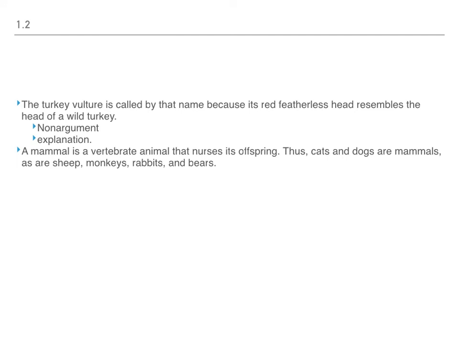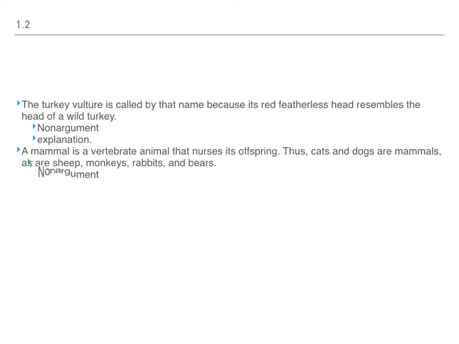So a mammal is a vertebrate animal that nurses its offspring. Thus, cats and dogs are mammals, as are sheep, monkeys, rabbits, and bears. Okay, so the word "thus" is there, so you may think that this indicates a conclusion, but of course that would be a mistake. That's a trap in this case.